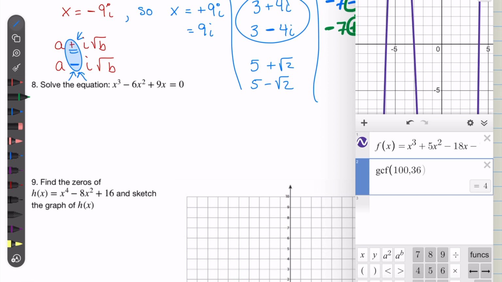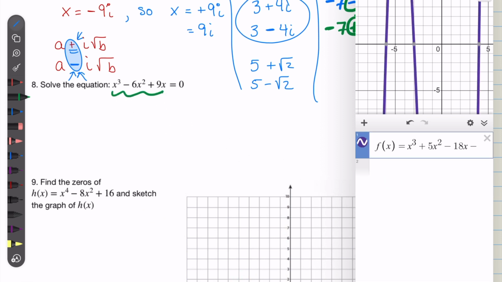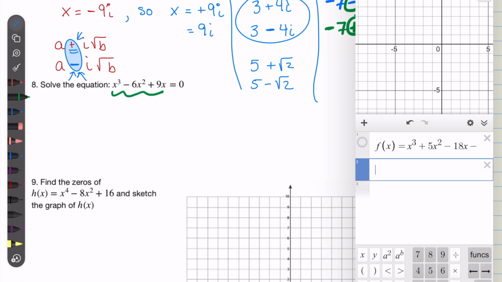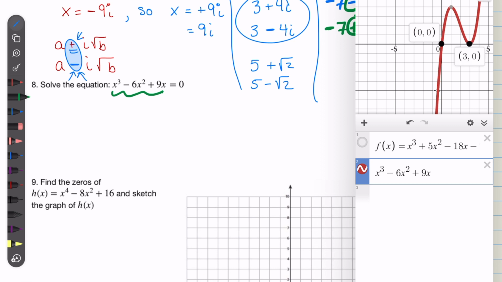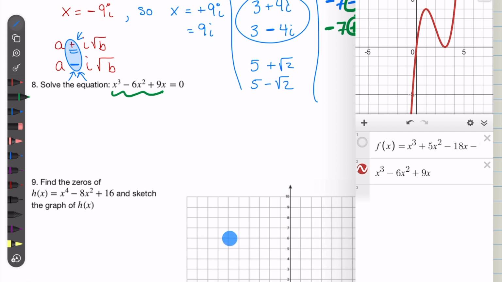Number 8 is a solve the equation problem. So you can go right to your calculator and just try to see if you can find the solutions. x cubed minus 6x squared, and then plus 9x. And when I graph it, I can see I get 2 answers right away, 0 and 3, but this thing is supposed to have 3 answers because it's x cubed.